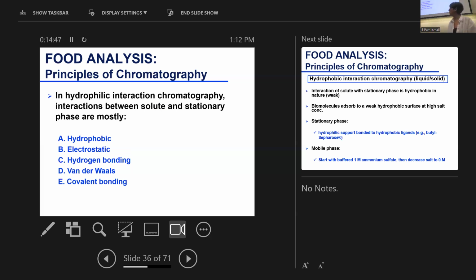All right, so hydrophilic interactions are based on polar interactions, that is going to be electrostatic, hydrogen bonding, or van der Waals. Electrostatic or ionic is the same thing.